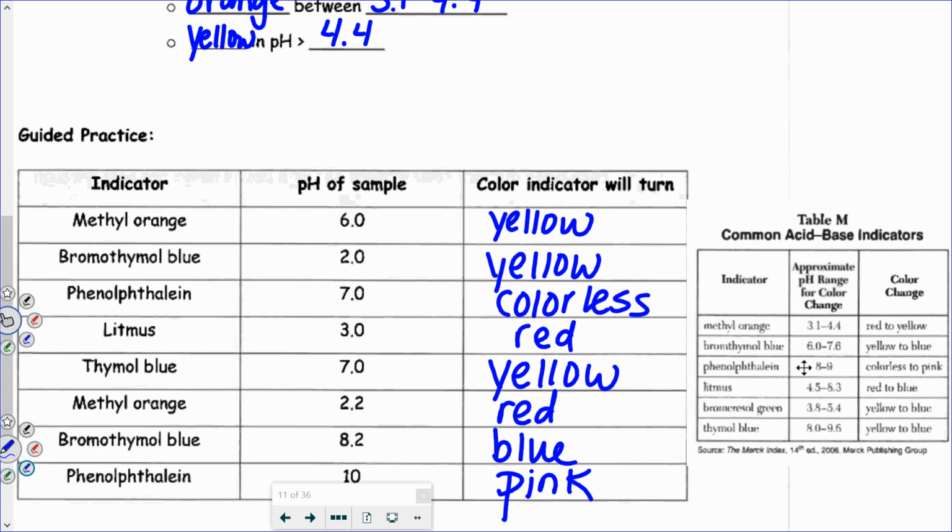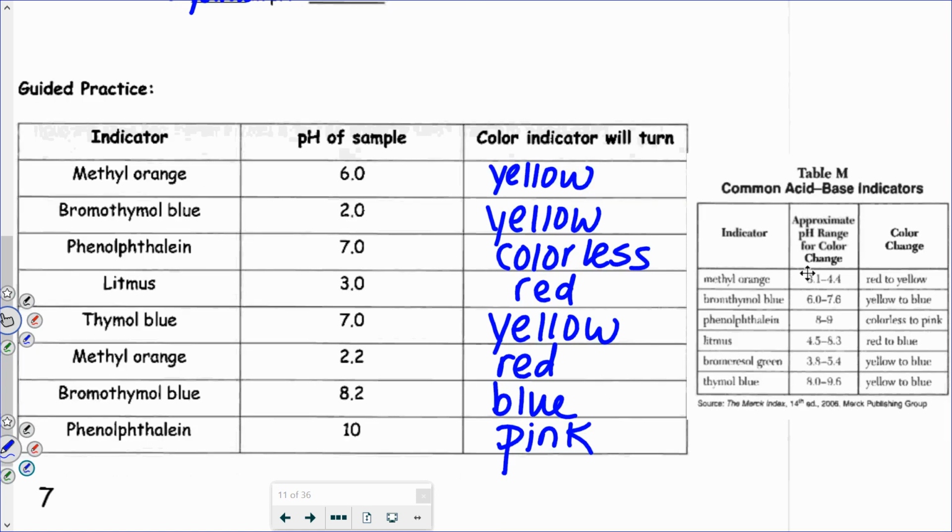Just remember those rules. If your pH is less than the number on the left, it's the color on the left. If it's in between those two numbers, it's a mixture of the two colors. If it's greater than the number on the right, it's the color on the right.